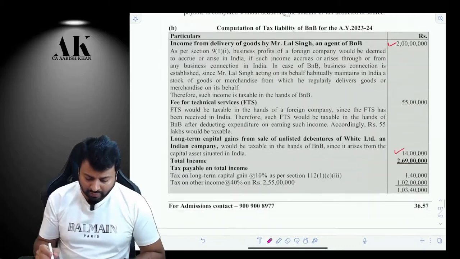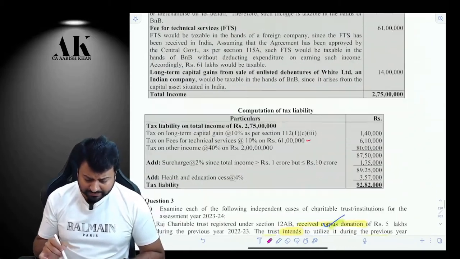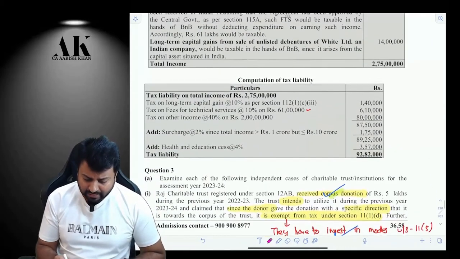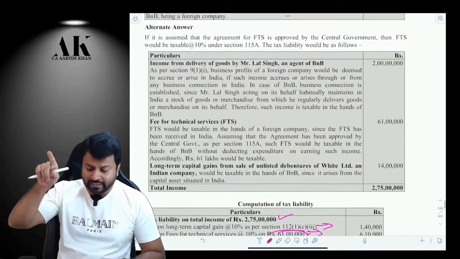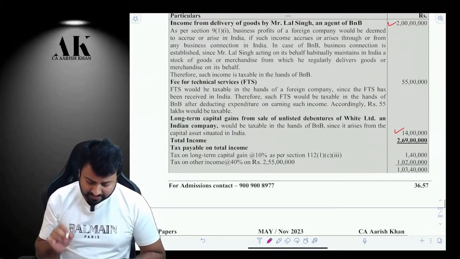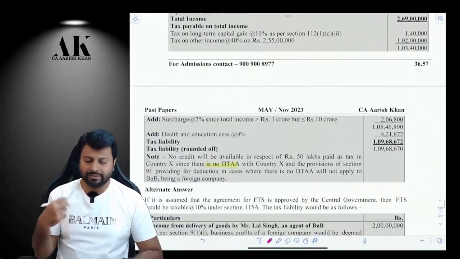We are supposed to compute tax payable also. So, tax payable will be very simple. 2.75 crore. We want this long-term capital gains 10%, FTS 10%. And in some case, we can also assume that FTS is 40%. We can assume that also. Either way, the tax liability will change in both the cases.